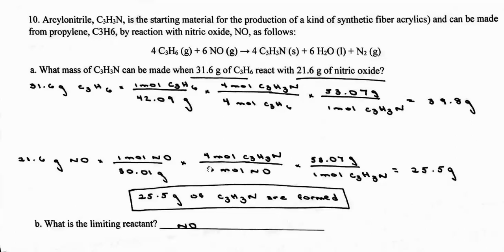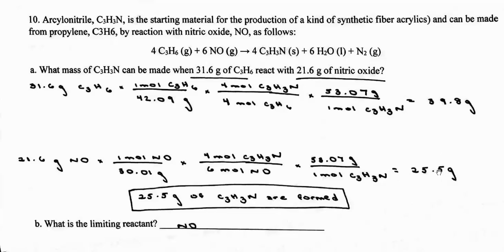Now, the 4 and the 6 come from the coefficients. So the 4 is the coefficient of C3H3N, and 6 is the coefficient for NO right here. Now I'm in moles of C3H3N. I just need to get into grams, so I put moles of C3H3N on bottom, grams up top, and this is my molar mass of C3H3N. Notice this last step is the exact same for both of them, because at this point I'm in moles of C3H3N. I can now get into grams. So what I get is 25.5 grams.